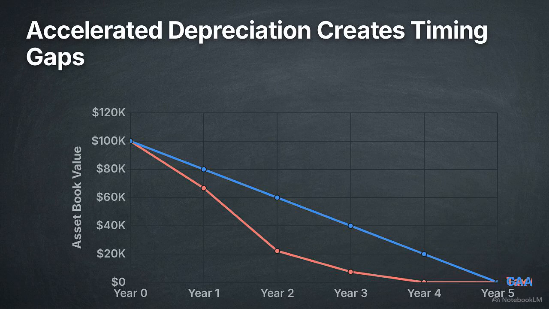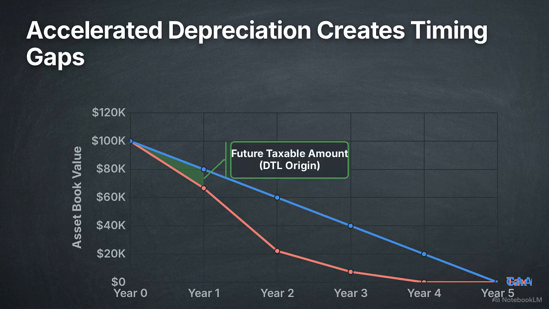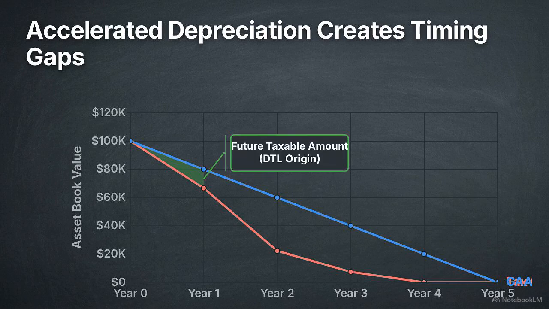Look at the delta in year 1. The IRS allows a drastically larger expense deduction immediately. This severely shrinks your taxable income, lowering the actual cash you must pay the government today. But the total cost of the machine hasn't changed. Accelerating the deductions under the tax code guarantees fewer deductions available in later years.